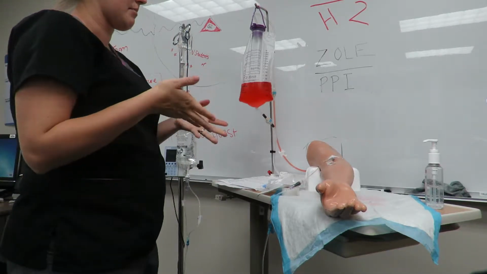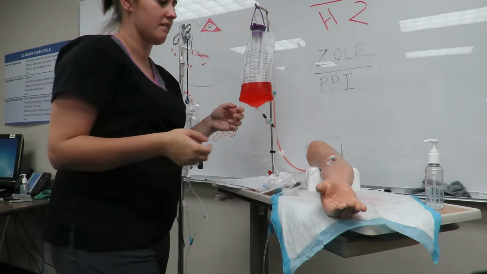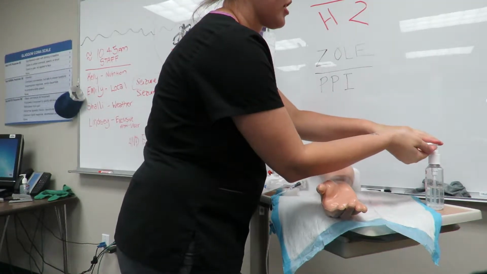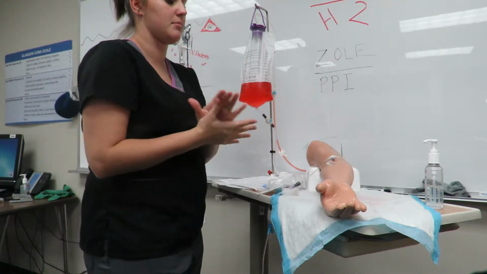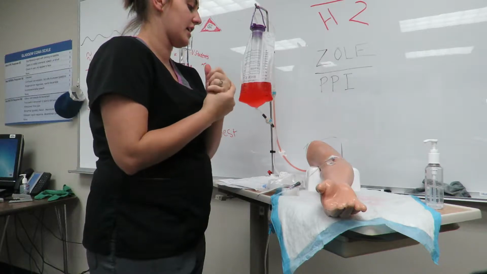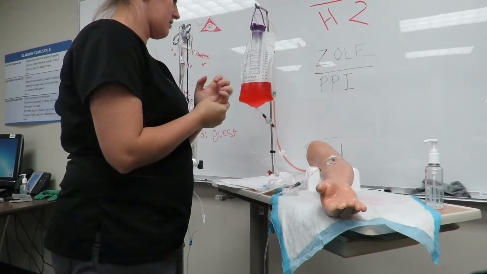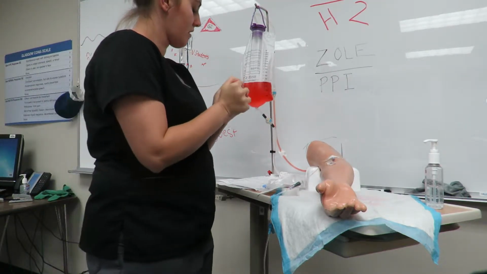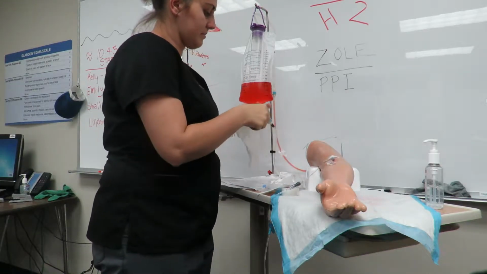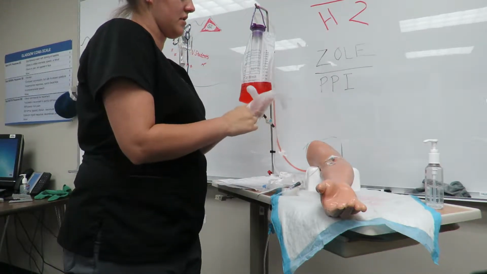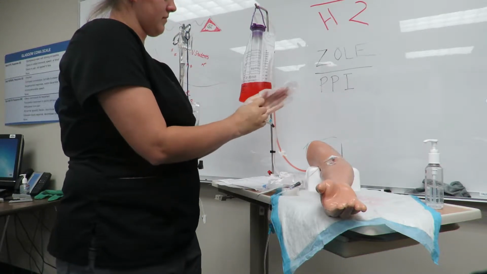Now what I'm going to do is I'm going to demonstrate how to remove the IV. I'm going to start with washing my hands. I would make sure that there is something to protect the linens underneath. We already have that tacked here. So I don't need sterile gloves. I'm just going to use my clean gloves. Apply clean gloves.